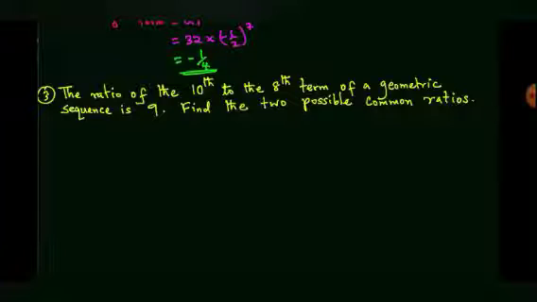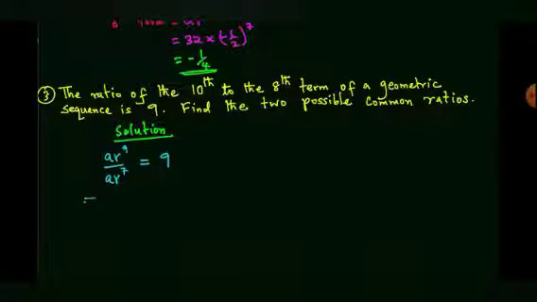In question 3, the ratio of the 10th to 8th term of a geometric sequence is 9. Find the 2 possible ratios. So in this case, we can directly work out AR power 9, that is the 10th term, over the 8th term, AR power 7, equals 9.